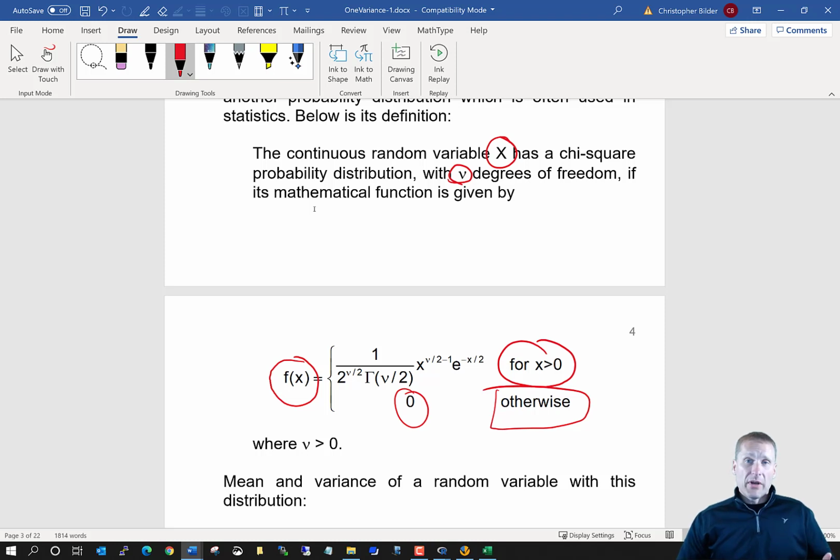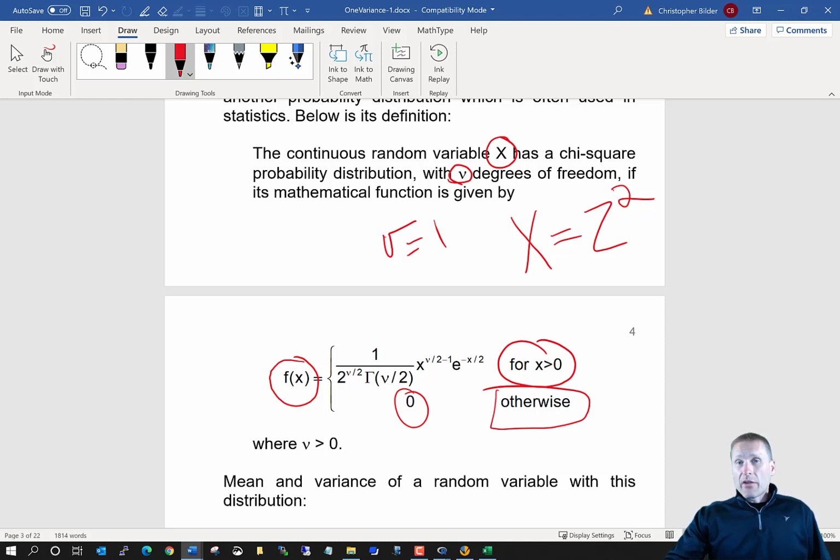Note that there's a special case of the chi-square distribution, and that is, let's say if nu is equal to 1, then if I have a random variable x that has a chi-square distribution, this is exactly equivalent to a standard normal random variable that is squared. And we've come across that before.